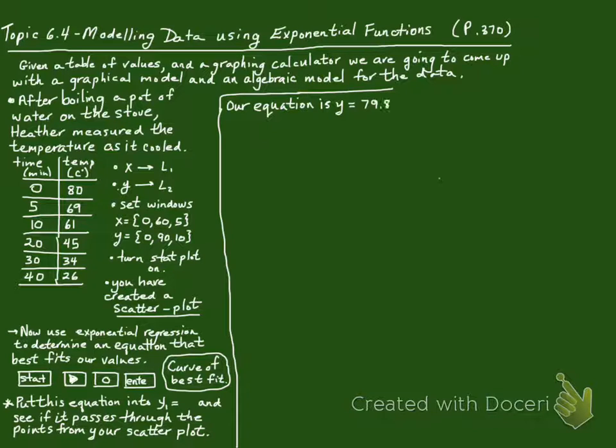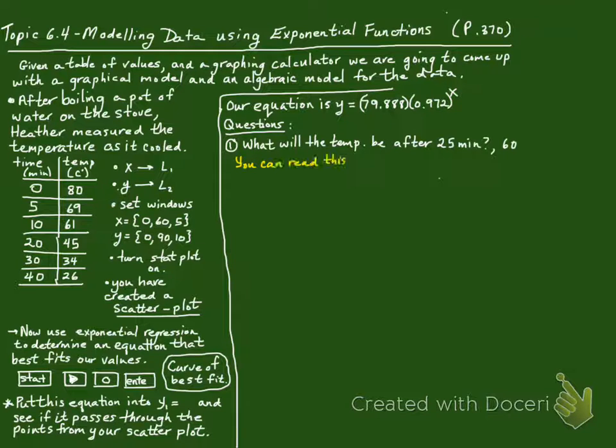Our equation is y equals 79.888 times 0.972 to the power of x. Questions. What will be the temperature after 25 minutes and after 60 minutes?